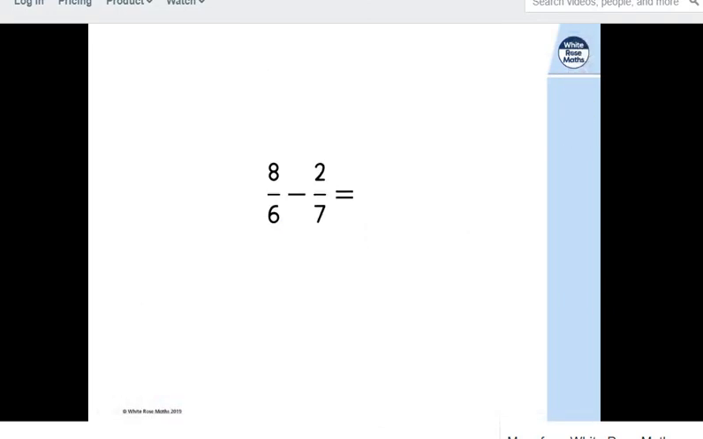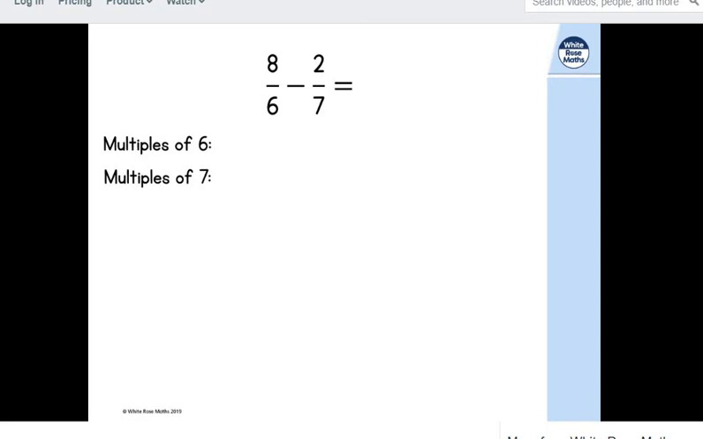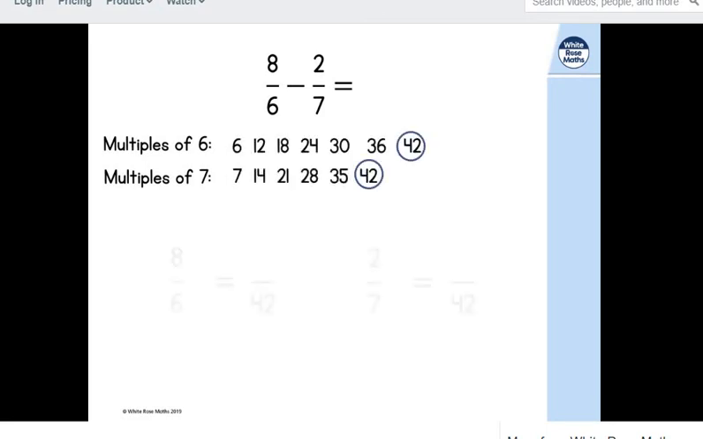One for you to have a go at now then. Pause the video, have a go at this one. Okay, let's have a look then. Again, 7 isn't a multiple of 6 and 6 isn't a multiple of 7. So let's list the multiples of 6 and 7. Spotted one. I can see that they both share a multiple of 42, which is the lowest common multiple.